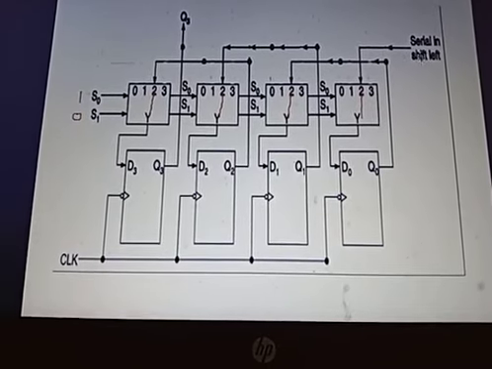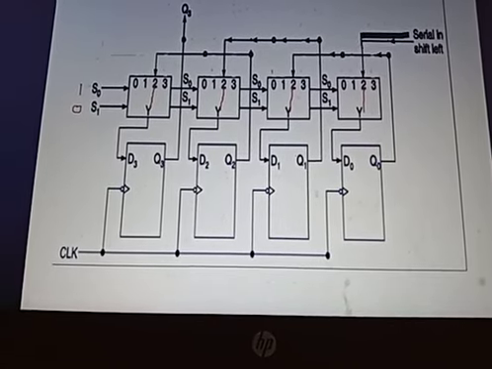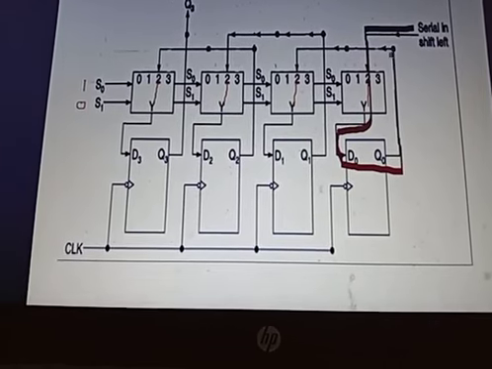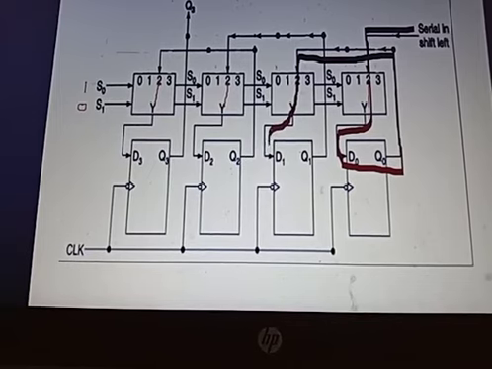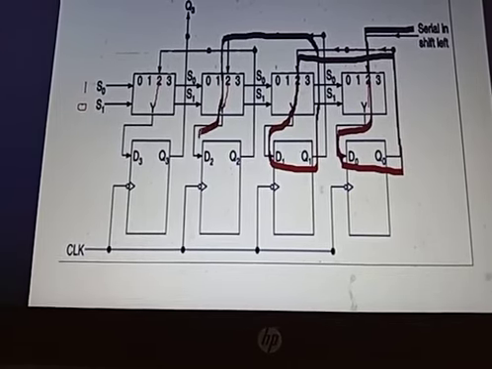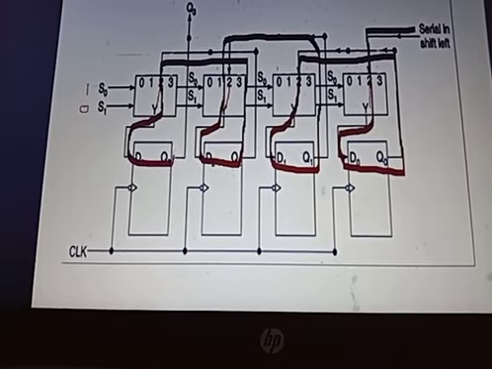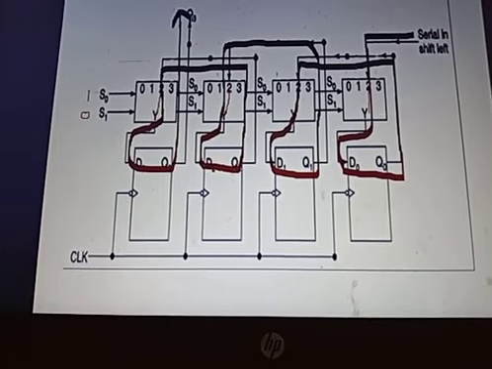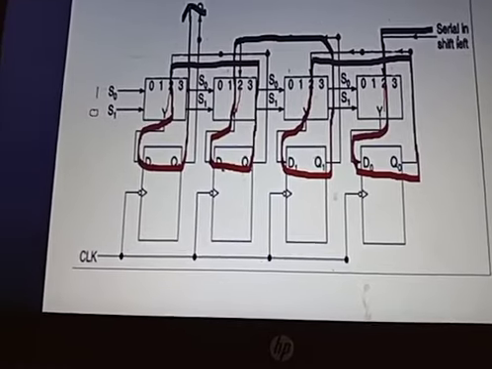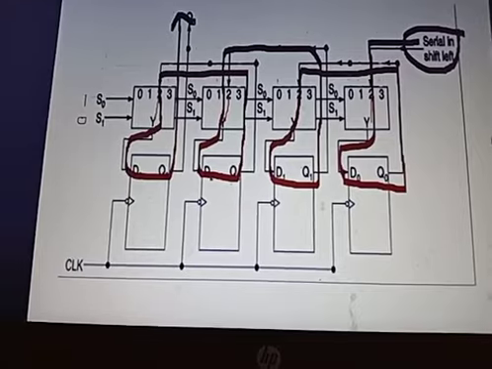Now the data is available here. This is serial in data, okay? This data will be coming over here. It will come here, D0, it goes out to Q0, again comes here, it is D2, it comes over here, comes here, Q2, comes over here, Q3, and it is available at this one. So this is also serial in, serial out only, but the register movement is from right hand side to left. That's why we are calling it a serial in and shift left register.